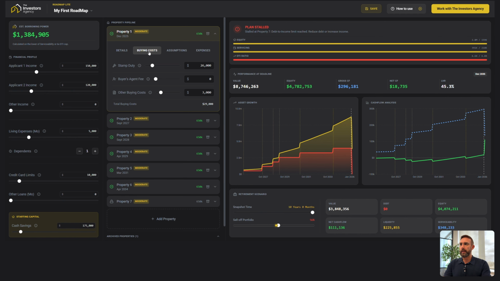The buying costs are broken down into stamp duty, buyer's agent fees, and other buying costs.